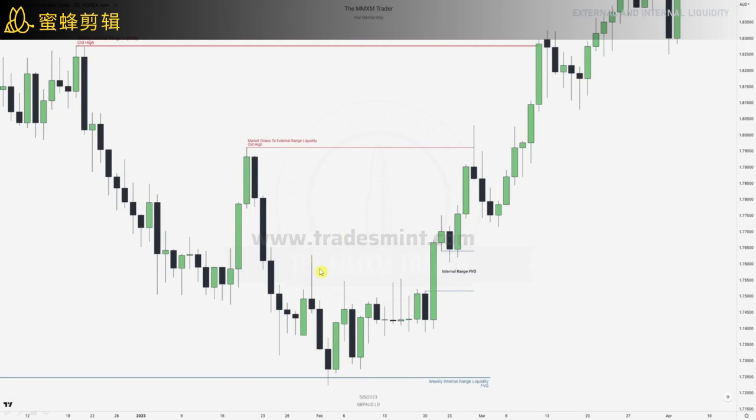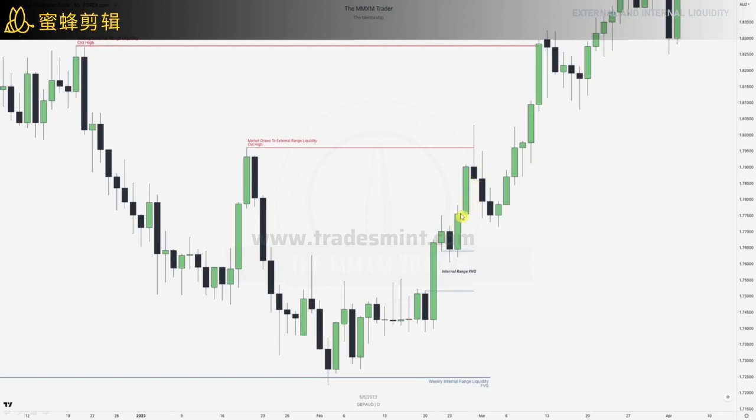And remember, internal range liquidity will be that fair value gap we're looking for to mitigate with and continue up. So same case over here, we take out this external range liquidity. Again, where are we going to go? Do we see any fair value gaps? Yes, we have this one. And we have a fair value gap down here. But why are we not taking this fair value gap?